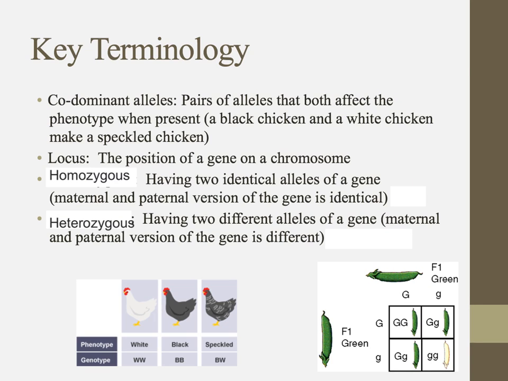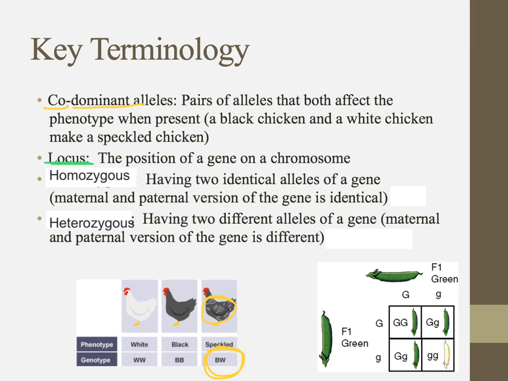All right, now not all things follow that straight up dominant or recessive pattern. Some of them are what we call co-dominant. So if an individual inherits 2 different co-dominant alleles, then both of them are going to be present in the phenotype. So like a black chicken and a white chicken making a speckled chicken. Again, that only happens if they are co-dominant.